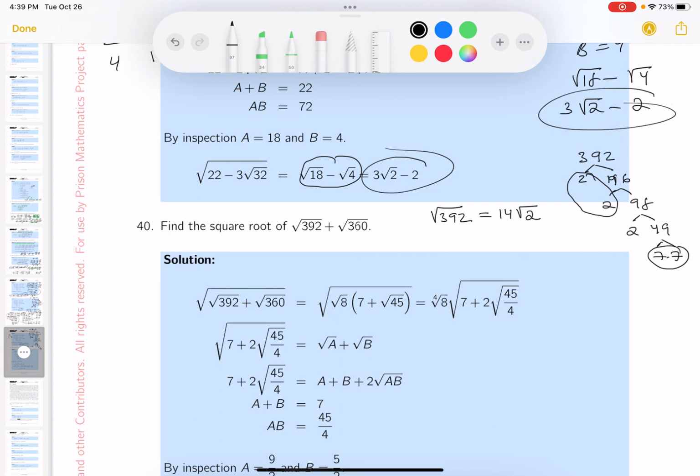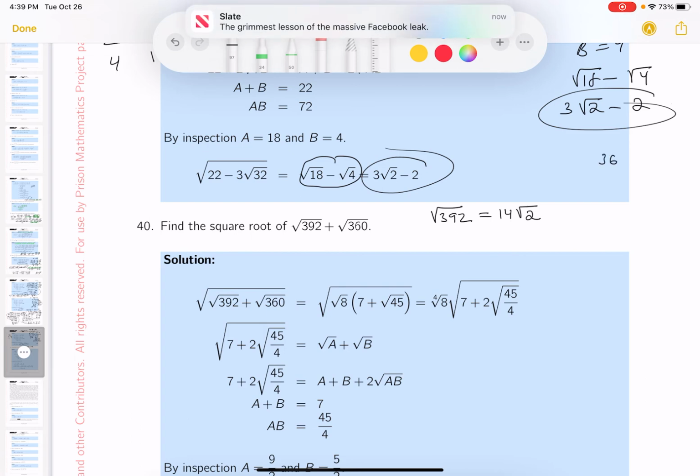Okay, let me keep going. Again, I'm doing a little different than we did. The reason I do that, I want to make sure you know that you can do it differently. Now, I'm looking at the 360, by the way, and I immediately see 36 times 10, right? And the square root of that would be 6 root 10s.